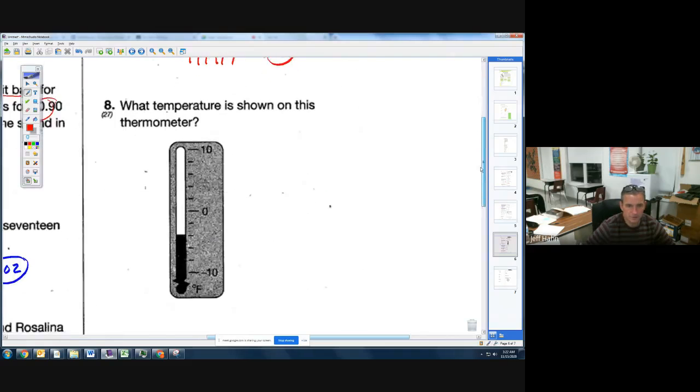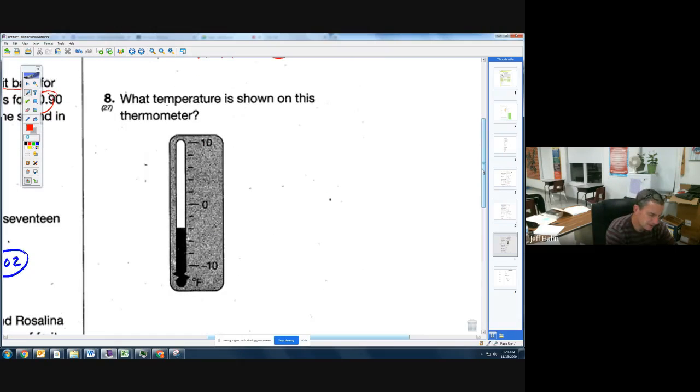Number 8, what temp is shown on this thermometer? It's a little hard to see on your paper, I realize that, but I think if you squint or look hard enough at it, you can. Remember when we talk about scales and thermometers, the first thing we have to do is figure out what each one of these little marks means. So you want to look at this first of all. If you go from here to here, that's 10 degrees.